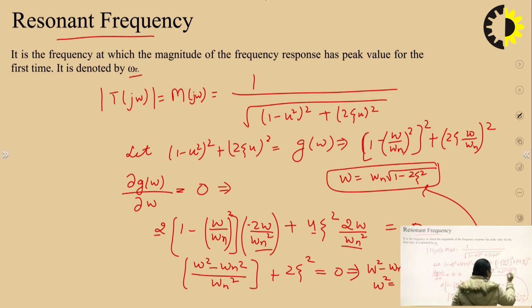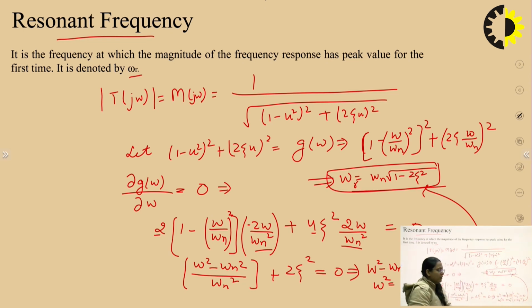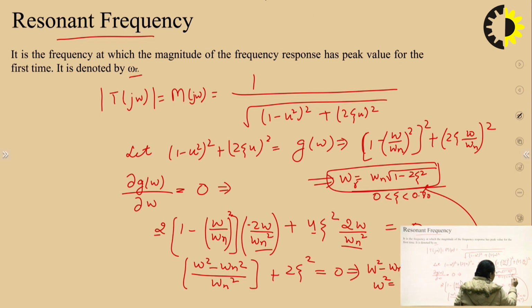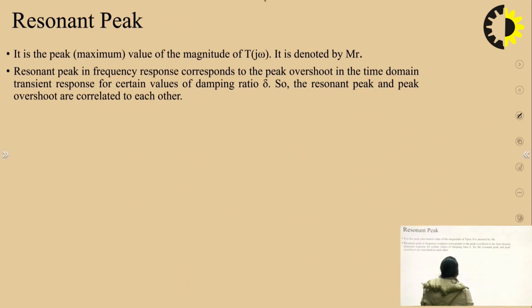and this omega I can write as omega r. Why? Because at this value I am getting the resonant peak, right? So this is the value of the resonant frequency, which is omega r equal to omega n under root 1 minus 2 zeta squared, and this is valid only if zeta lies between 0 to 0.707, right? 70.7%.